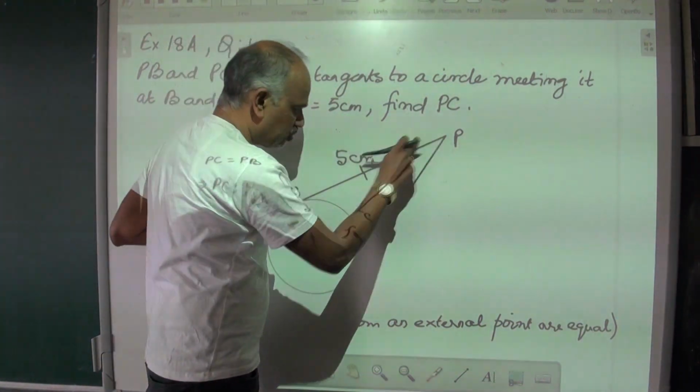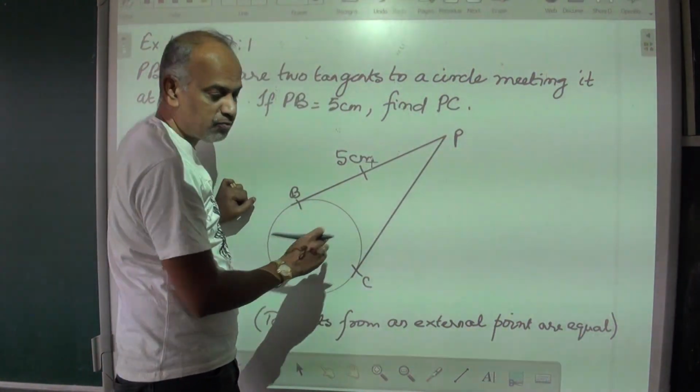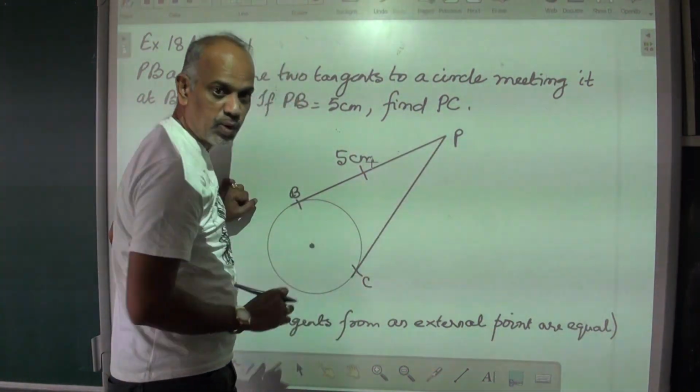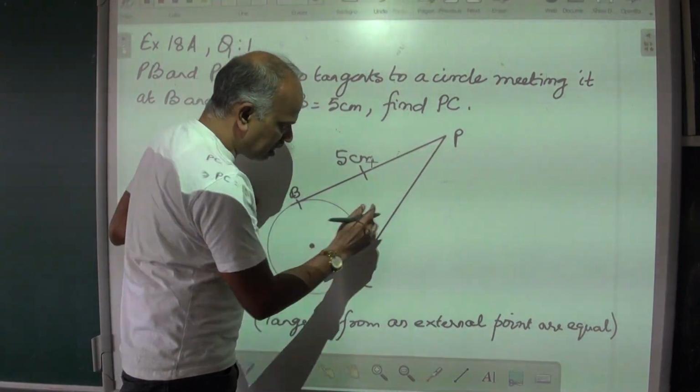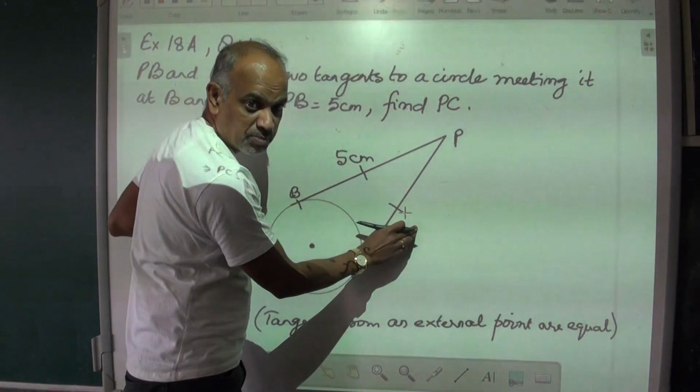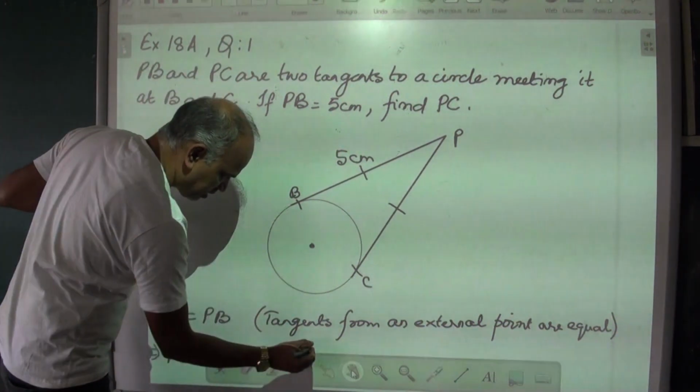So two tangents are drawn to the circle from an external point P, and both these tangents must be of equal length, which means PB must be equal to PC. If this is 5, this also must be 5. So statement for that.